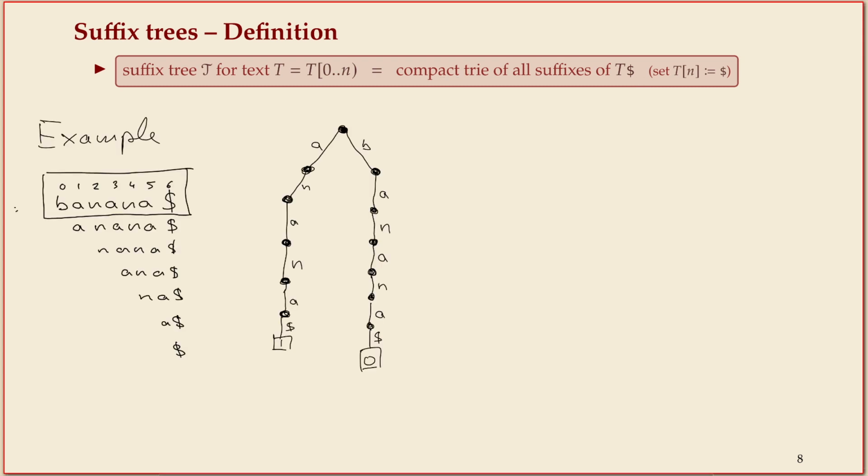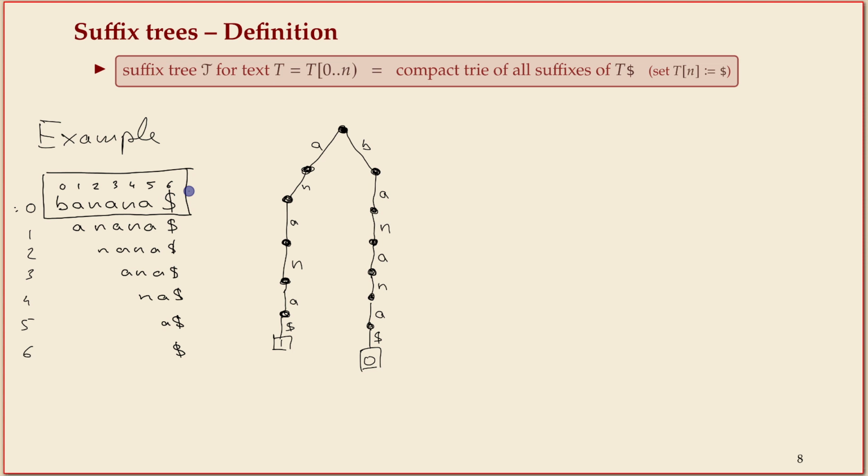So let's have a look at an example. I started drawing this in the break, and we'll build the rest together. So here's a text, banana. I already added the $, and I already took all the suffixes, which just means deleting one more letter from the beginning, one after the other, until you're left with nothing. And so we have the suffix starting at position 0. We have the suffix starting at position 1, and 2 and 3 and 4 and 5 and 6. Right, so these are the indices in the string.